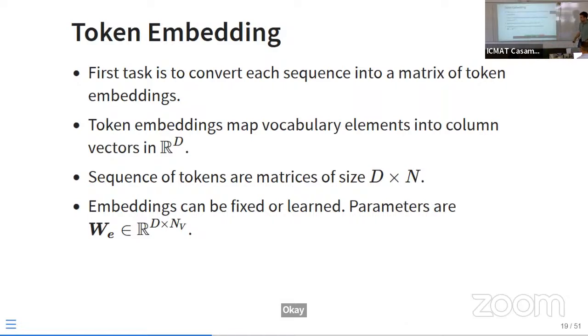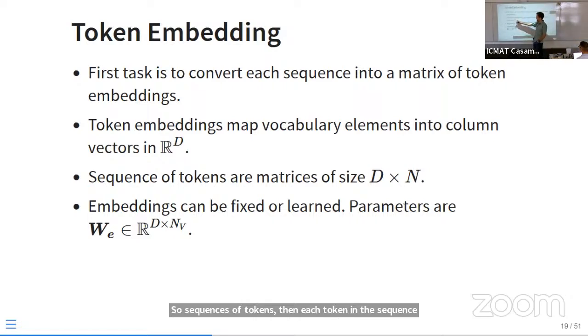So for sequences of tokens, as each token in the sequence is represented by a vector in R^D, the sequence of tokens is represented by a matrix of dimensions D times N, where capital N is the length of the sequence. And these parameters can be either fixed or learned. This embedding can be fixed or learned. In this case, it's learned, and in GPT-3, for instance, it is learned as well. So we have a matrix of parameters, W, that belongs to the space of capital D times the number of elements in the vocabulary.